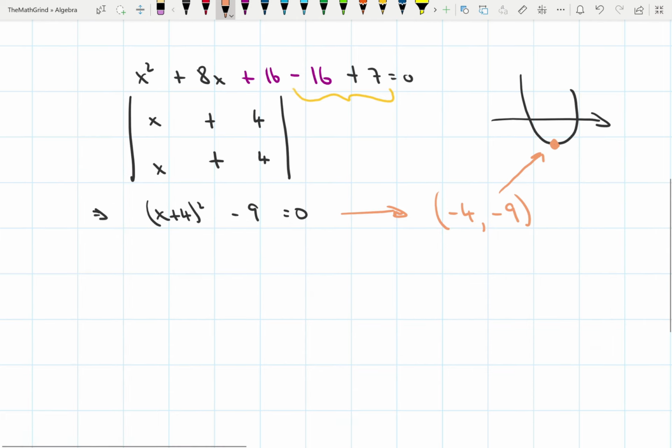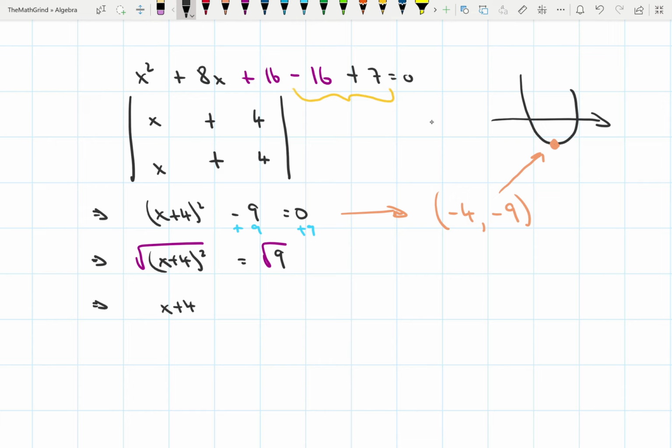So going back now just to the question, remember we've been asked to solve this, so I'm going to solve for x. So I have x plus 4 all squared, and that's going to be equal to 9 because I'm going to add 9 to both sides. I then want to square root both sides to get rid of this squared, and then I'm left with x plus 4 is equal to plus or minus the square root of 9, which is 3.